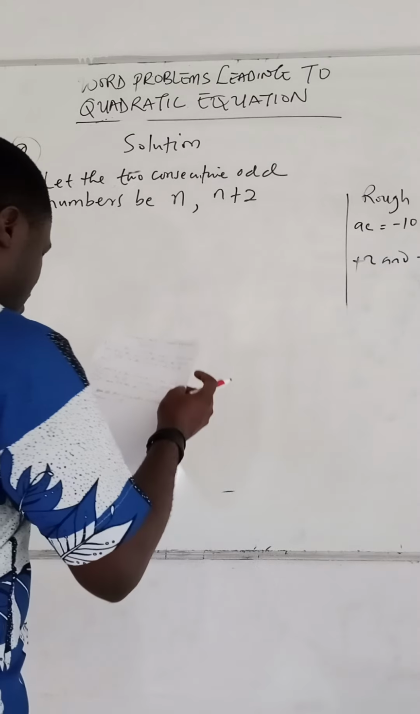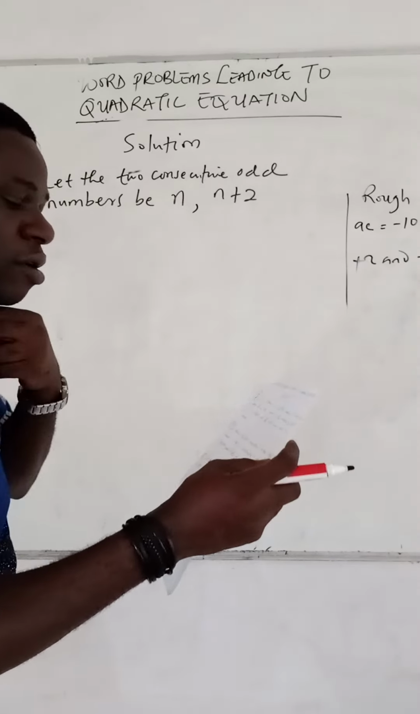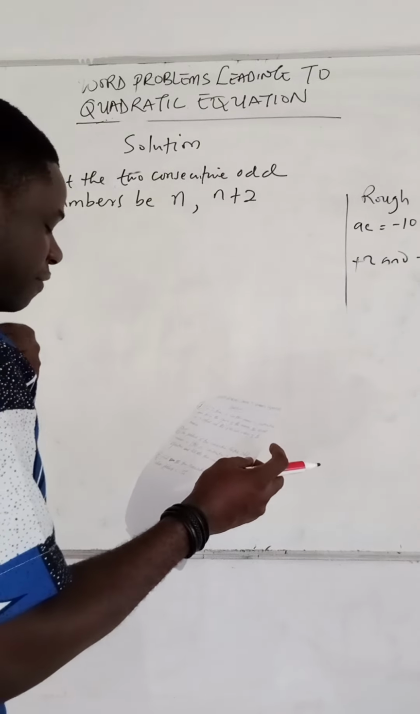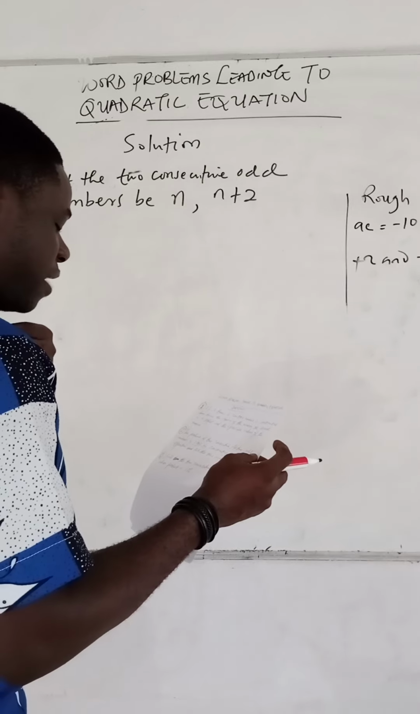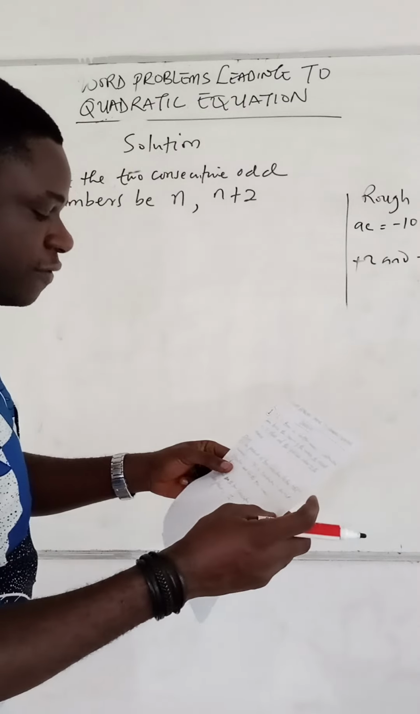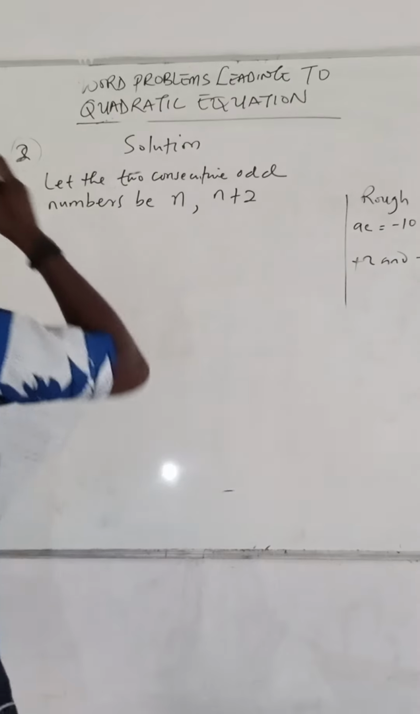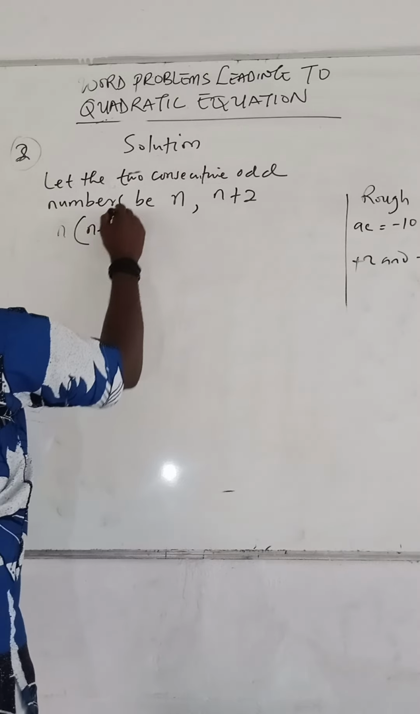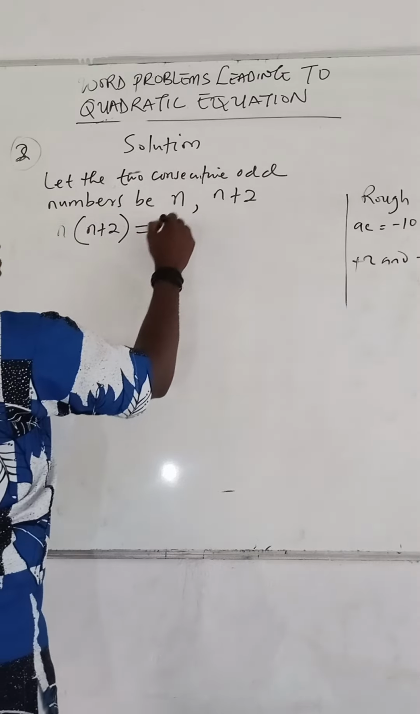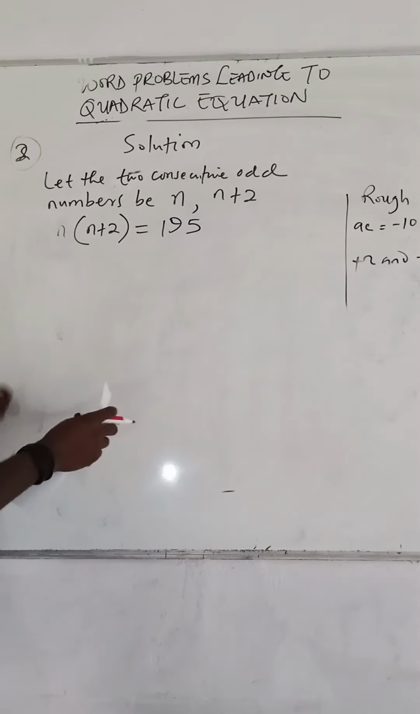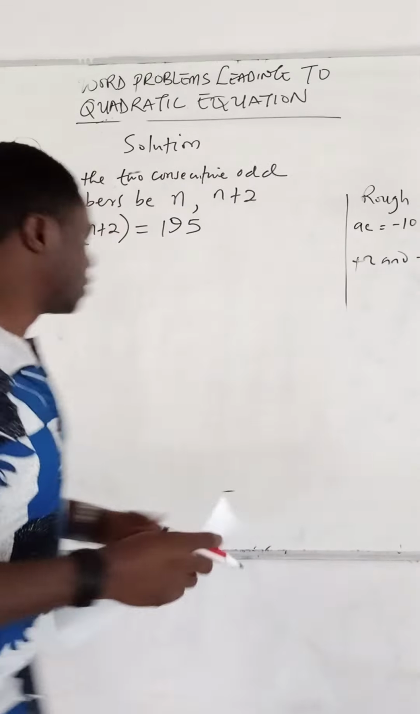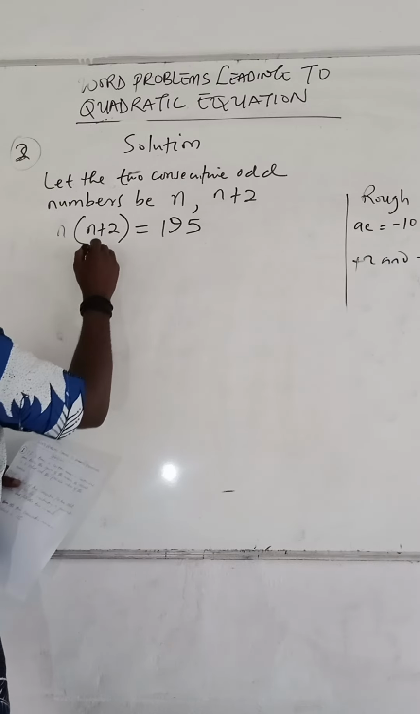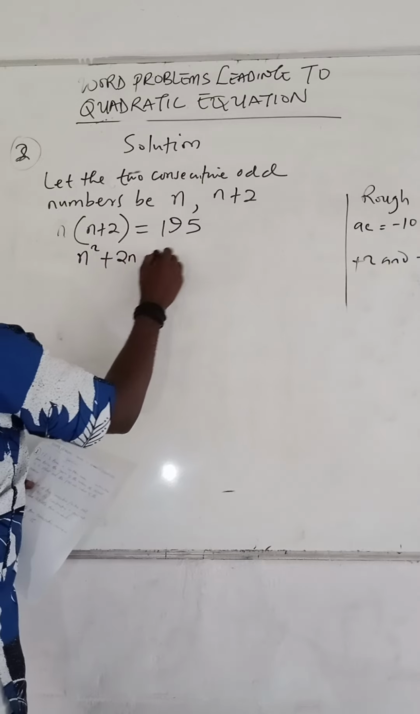So the next thing is that the product of two consecutive positive odd numbers is 195. By constructing the quadratic equation, find the two numbers. The product is n into n plus 2, which will result in 195. We try to resolve this. If you expand the bracket on the left hand side, we have n squared plus 2n equals 195.